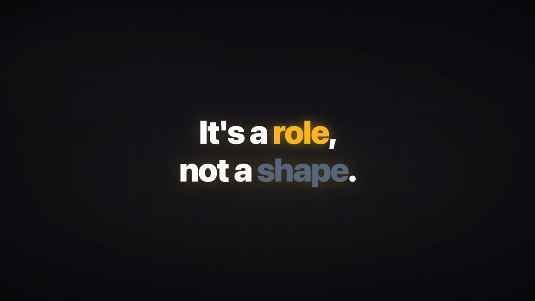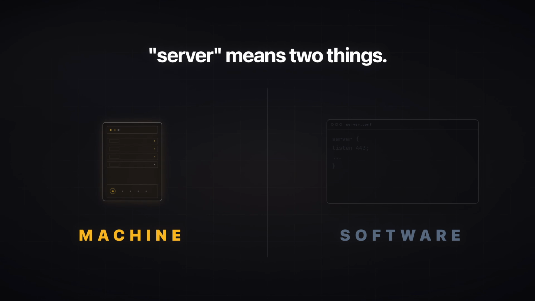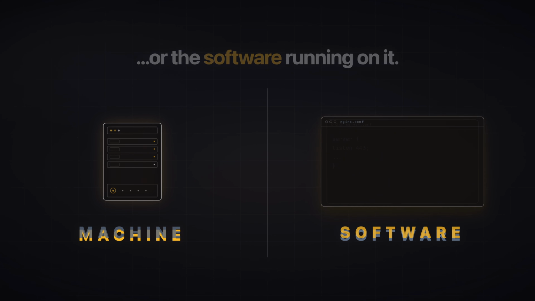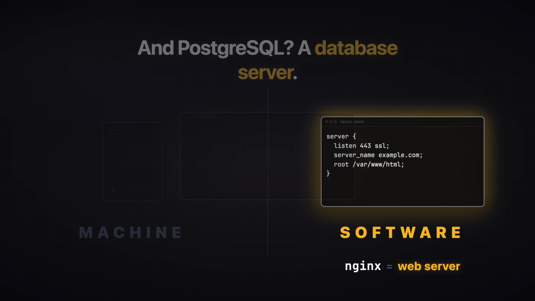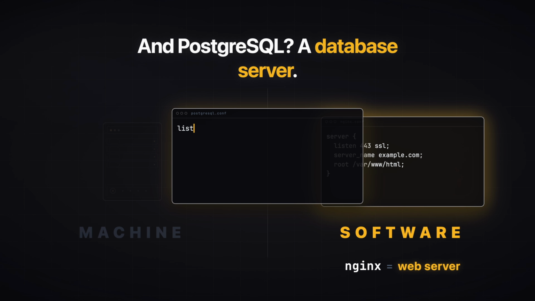When people say server, they can mean two things. Sometimes they mean the machine itself, and sometimes they mean the software running on that machine. For example, Nginx can be called a web server. PostgreSQL can be called a database server. So server can mean the machine, the software, or both together. Context matters.